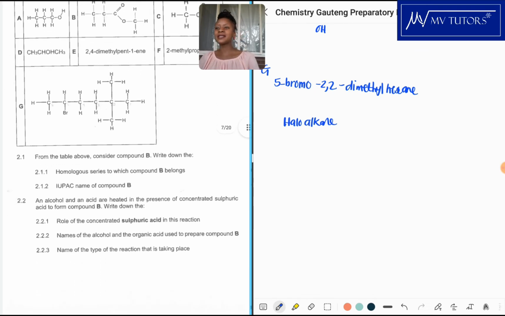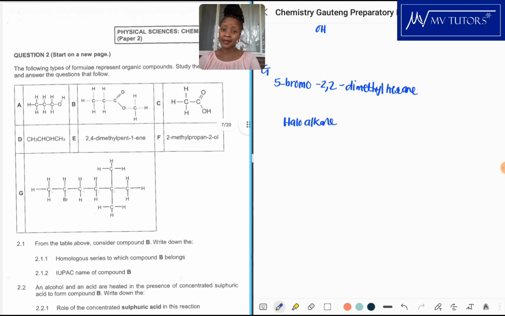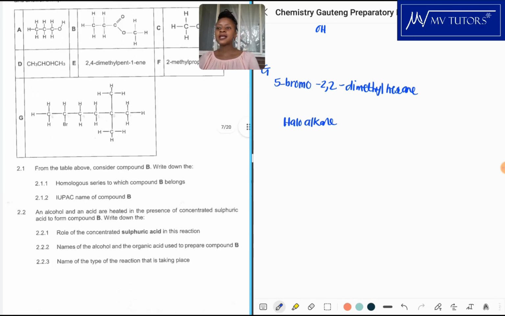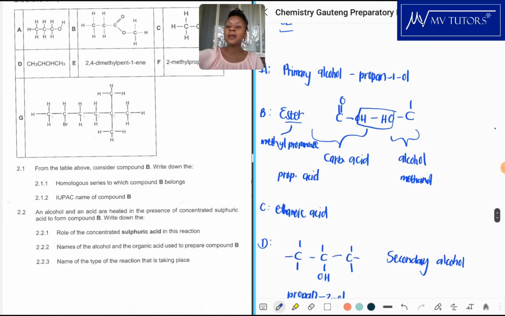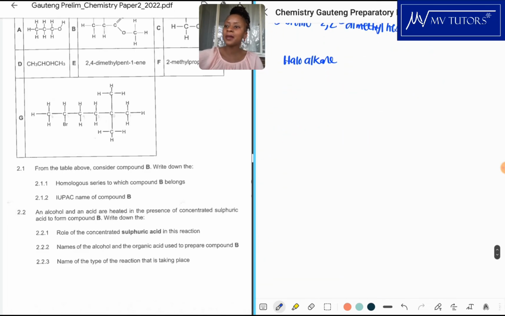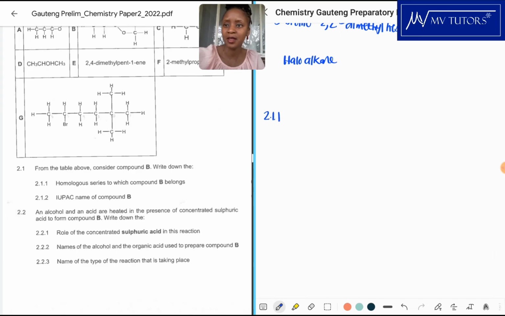So 2.1, it says, from the table above, consider compound B. Compound B is our ester. Okay. Now it says 2.1.1, the homologous series to which compound B belongs. Compound B belongs to the esters, right? That's the homologous series. So 2.1.1, ester. 2.1.2, the IUPAC name of compound B, I did give it to you guys there. It will be methyl propanoate. Okay, maybe I should write it down. So it's an ester.